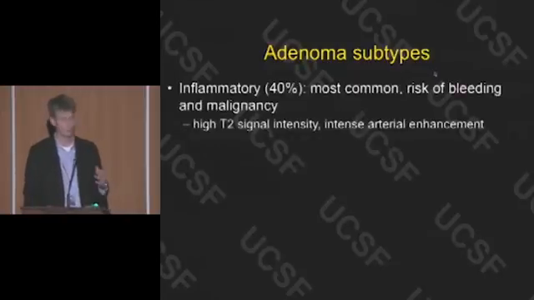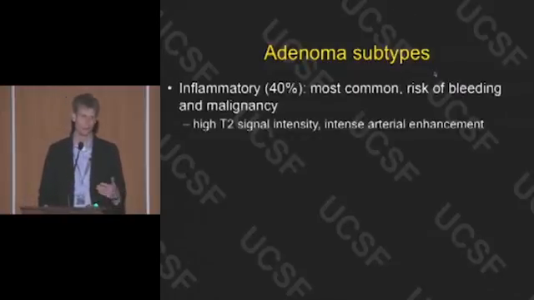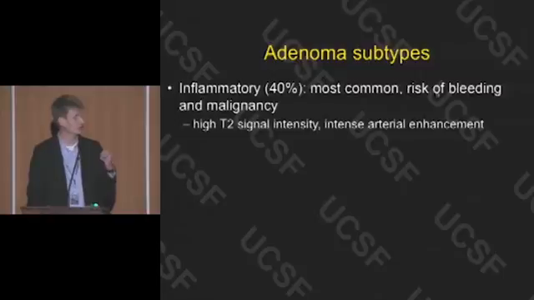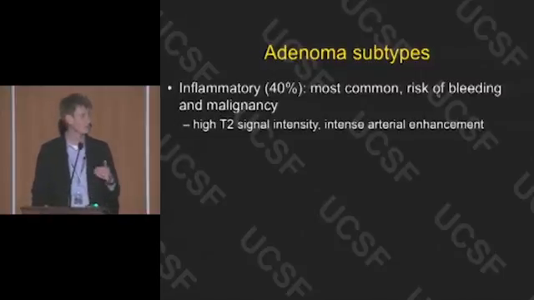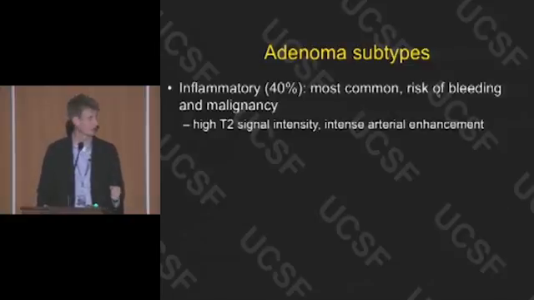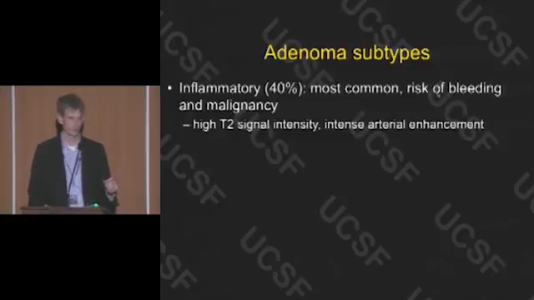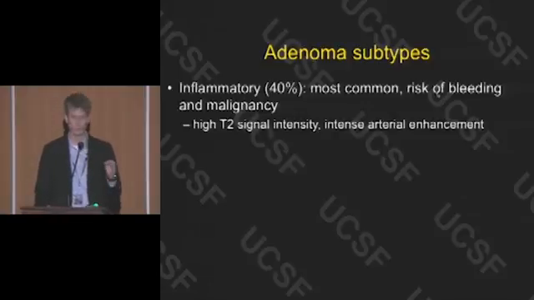So the first type is the most common, the inflammatory adenoma. This might be what we're most commonly used to. This is oftentimes in a woman, has a risk of bleeding, and has a risk of malignancy. But the imaging is pretty characteristic, okay? It's going to be bright on T2, and it's going to be very arterially hyperenhancing, okay? So arterial vascularity, T2 bright. These ones have risk of malignancy, oftentimes in women, and risk of bleeding.